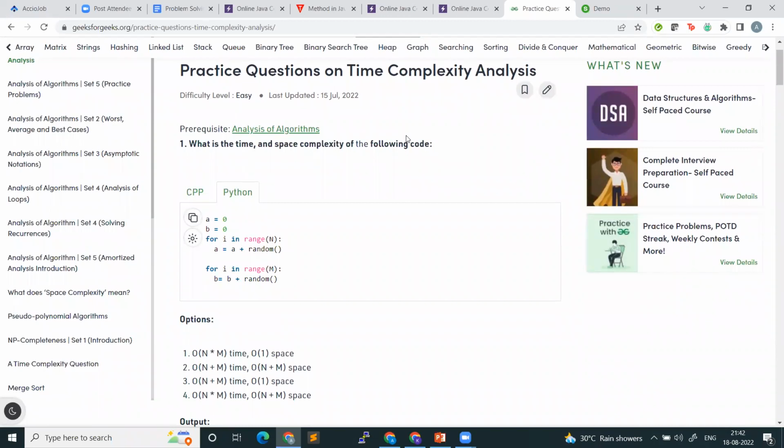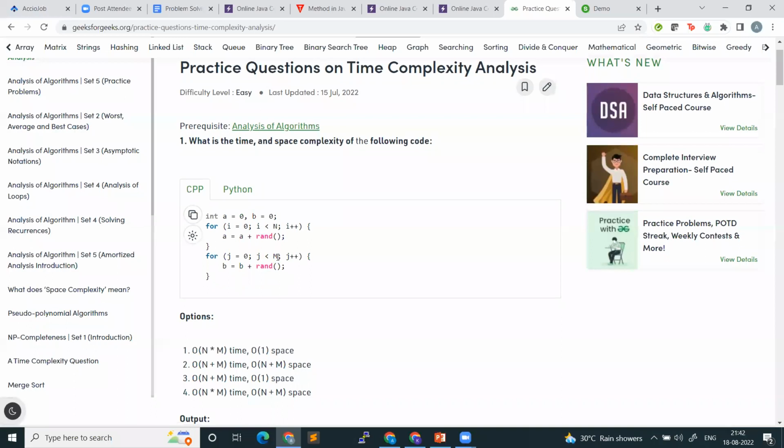What does log actually do? Log is just a mathematical function, right? If you are multiplying i with 2, then also it is log n to the base 2. See, this is pseudocode, right? This is pseudocode.